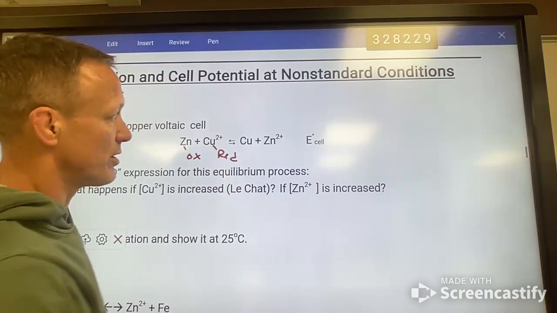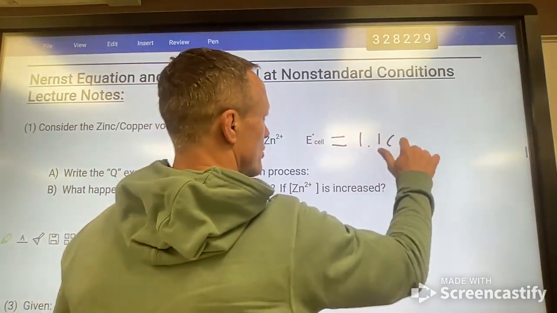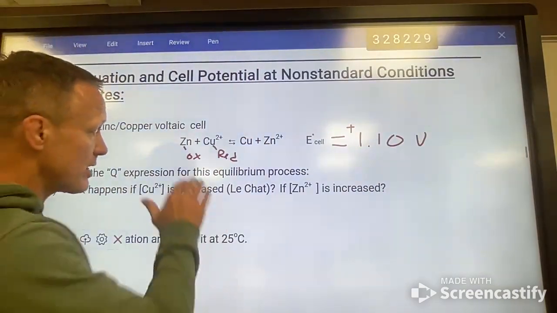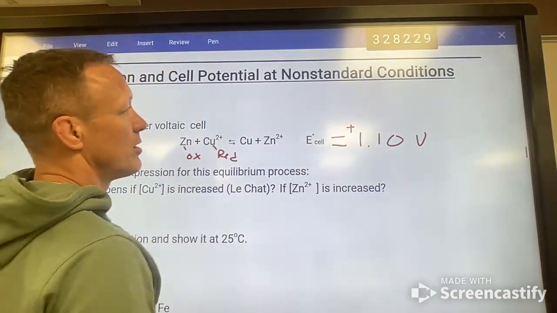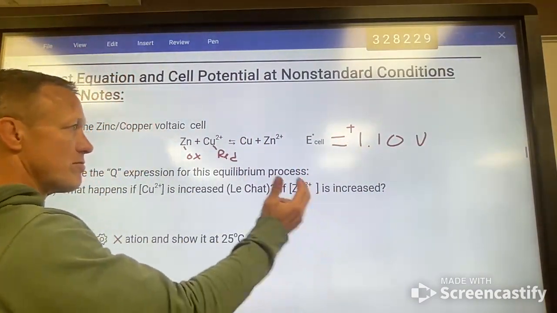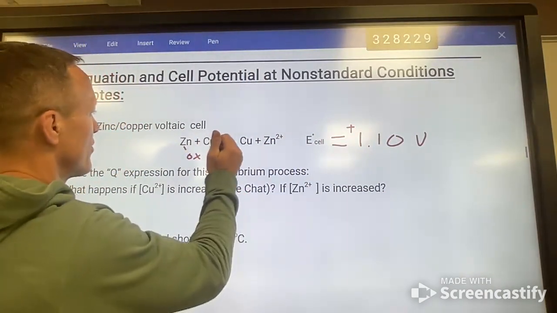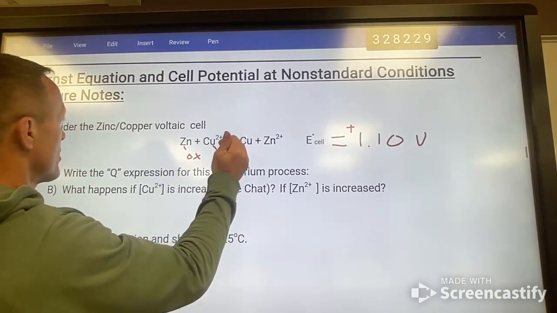Your voltage here is 1.10 volts in the forward direction. So it is a spontaneous cell in the forward direction. Negative 1.10 volts, I guess, if you're going the other direction, you have to make that happen in order for that equilibrium to happen the other direction.